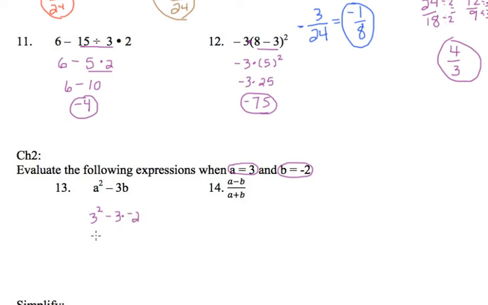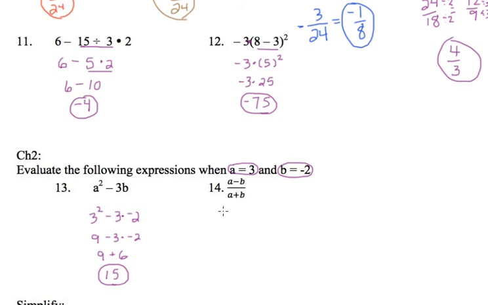So exponents first, 9 minus 3 times negative 2. Then I've got a negative 3 times a negative 2, which is a positive 6, so that'll be 9 plus 6, so I'll have 15.